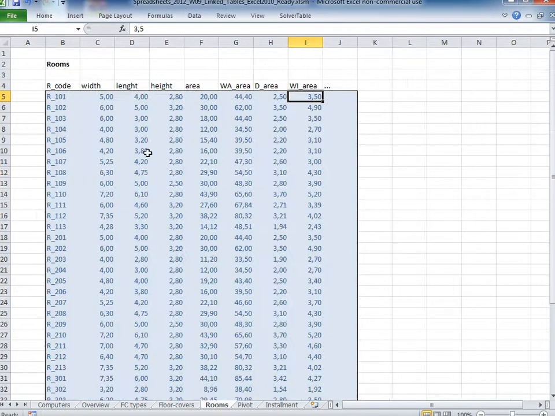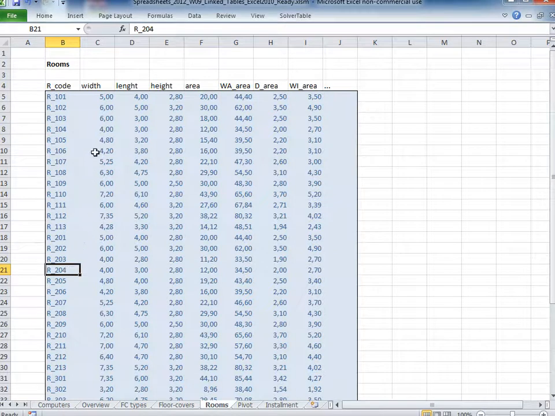Now, the third table we have is regarding rooms. Rooms are at first numbered by room code, and we have a typical office setting where room 102 means the second room on the first floor, room 204 means the fourth room on the second floor, and so forth. So that's how they're numbered.